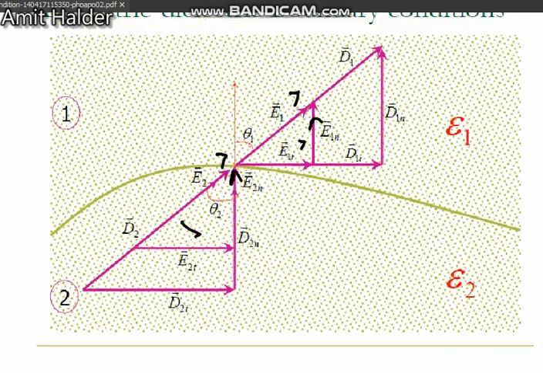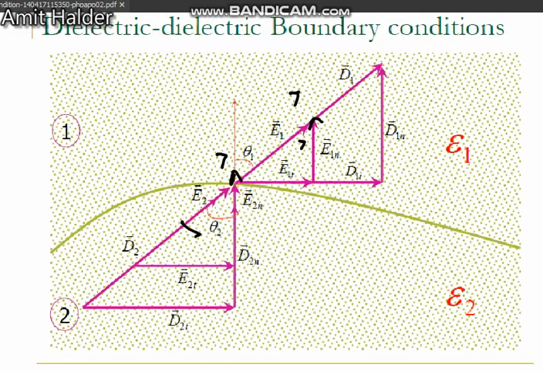Another part is the dielectricity D2, with D2t and D2n, and also D1n and D1t here. You can also find out epsilon 1 and epsilon 2. So that is the vectorial figure or representation of the dielectric boundary condition.